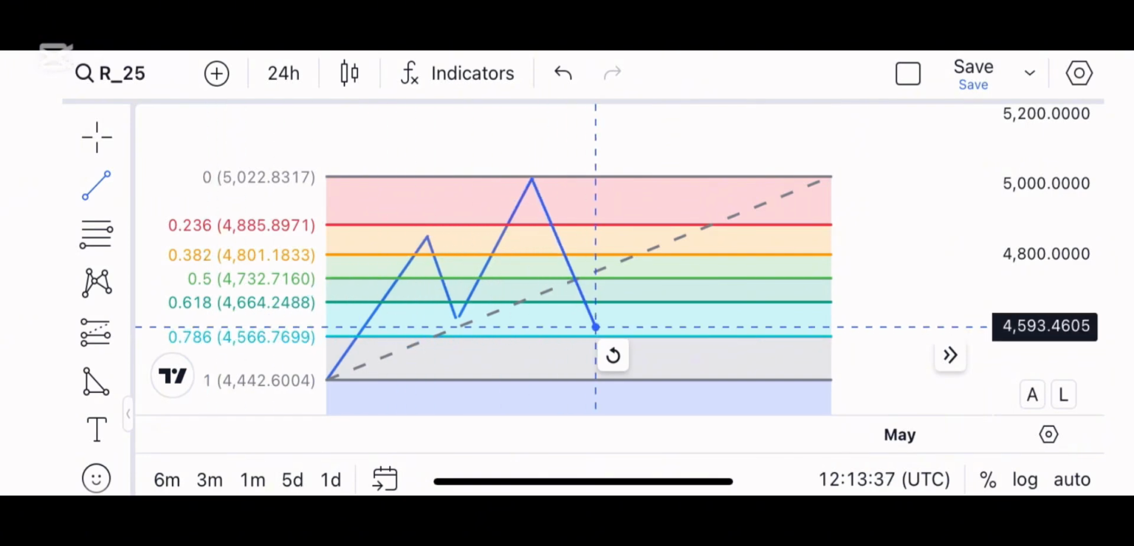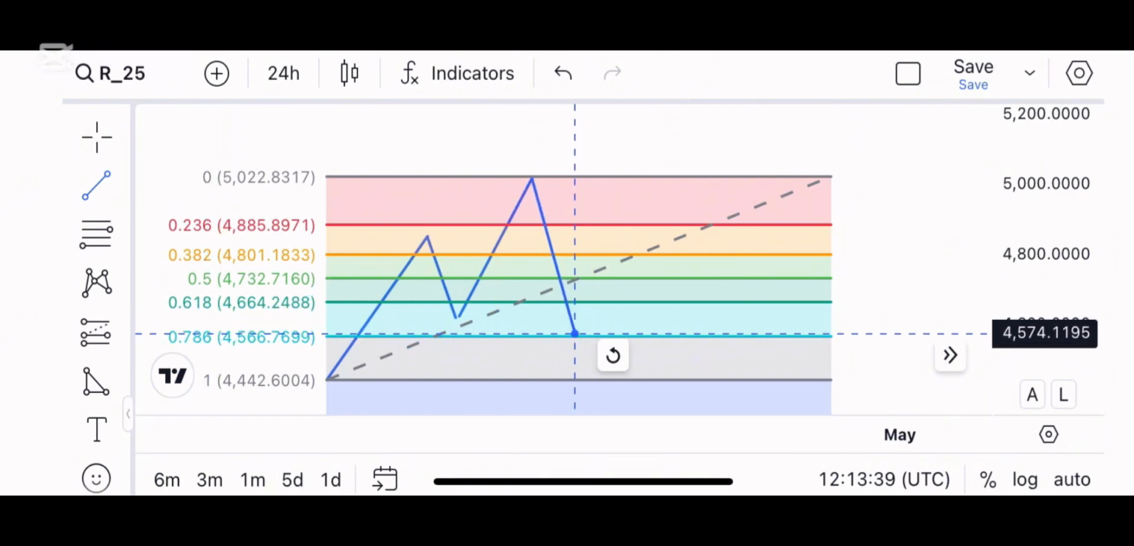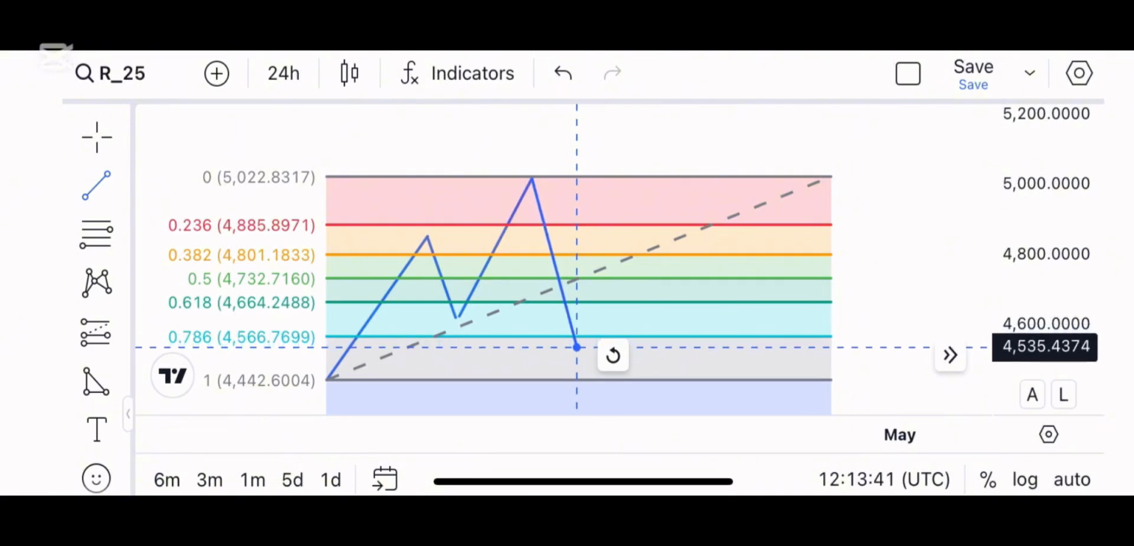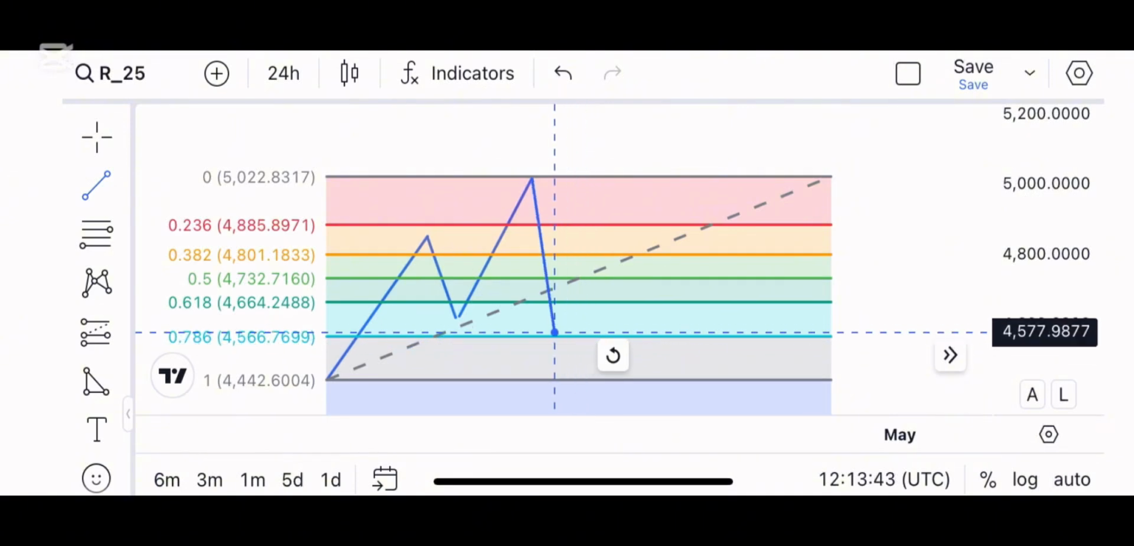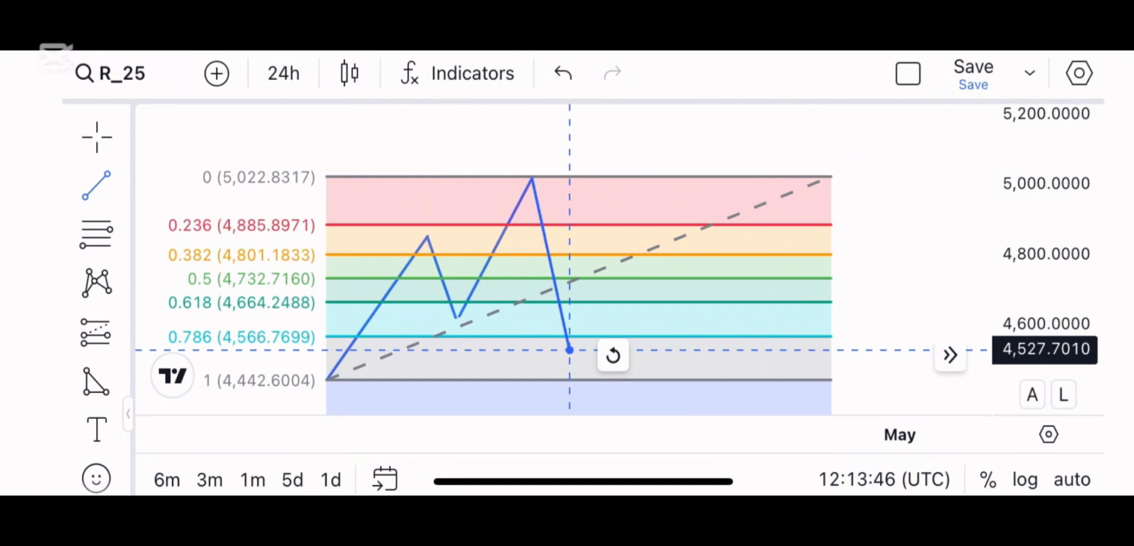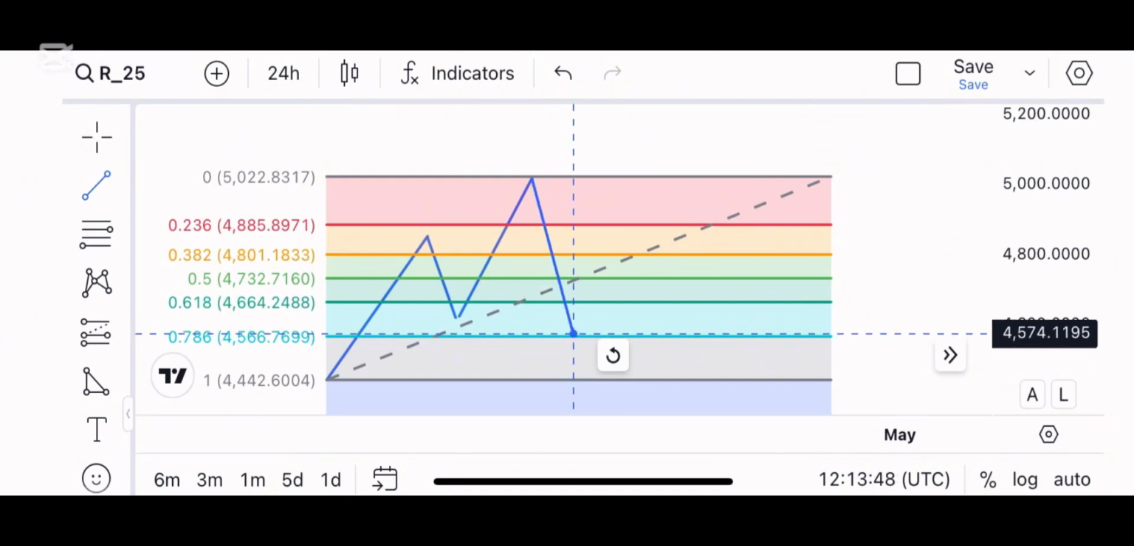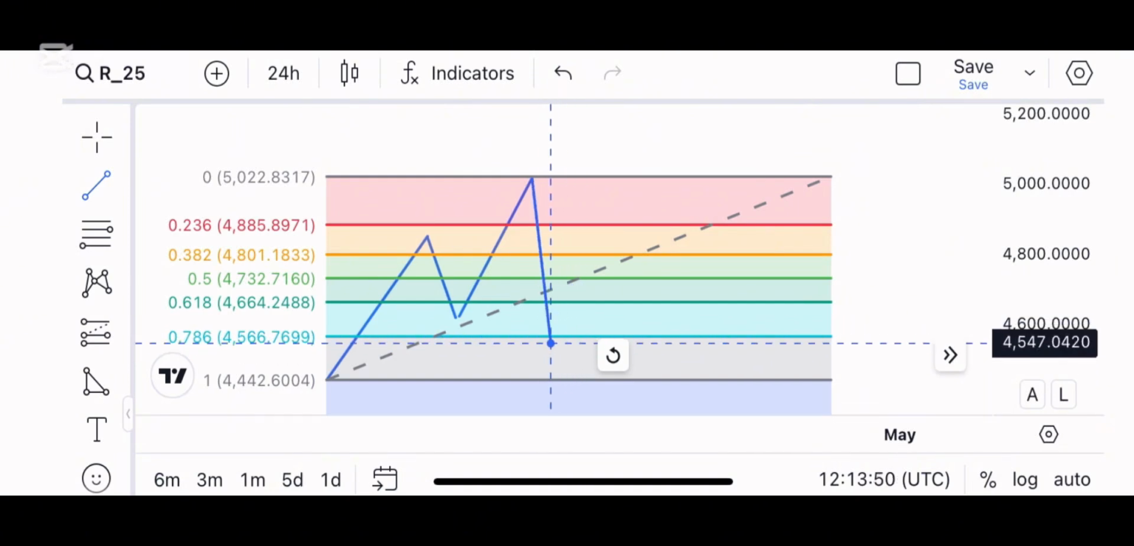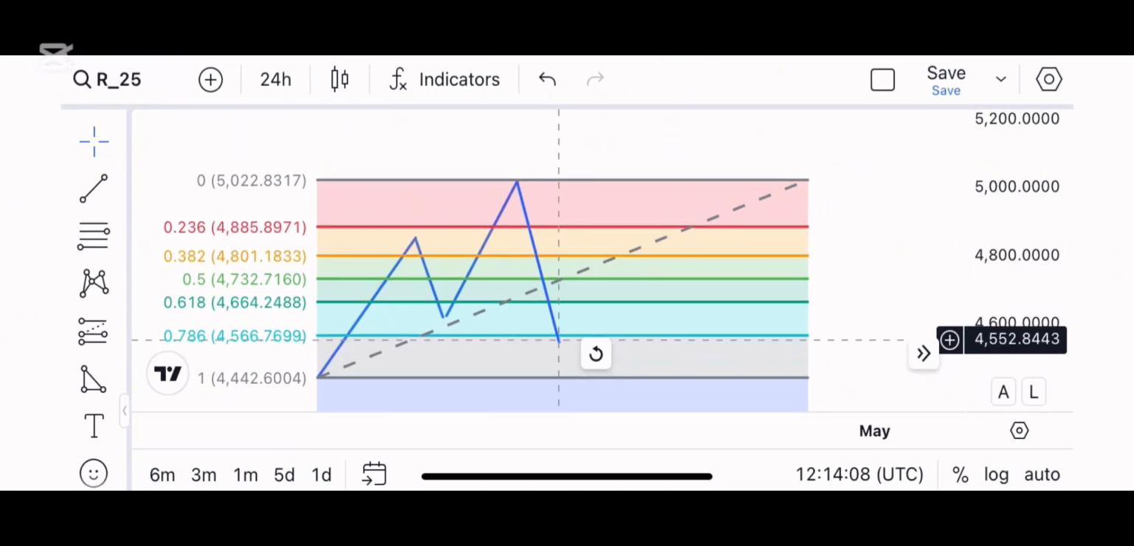So you want it to break through the 78.6%. Around this point is where you begin to look for your entry. This is where you want the market to get to, right? This is where you want the market to get to. So you place your buys around this side.